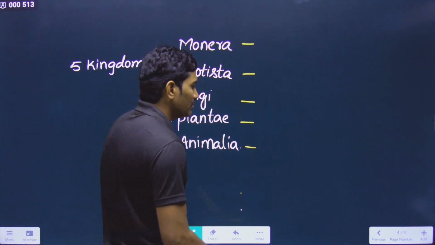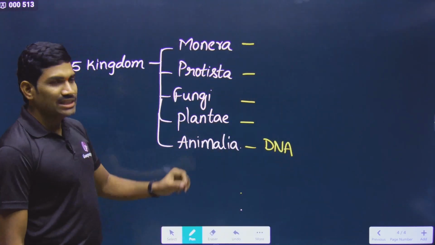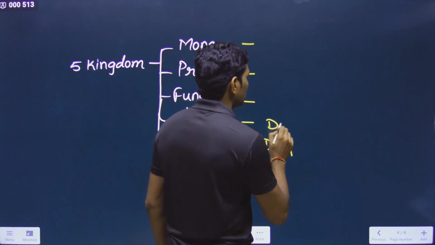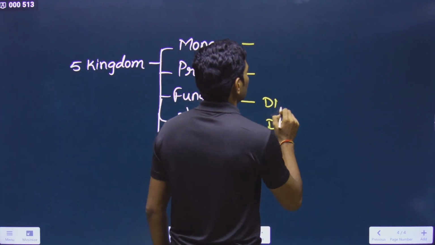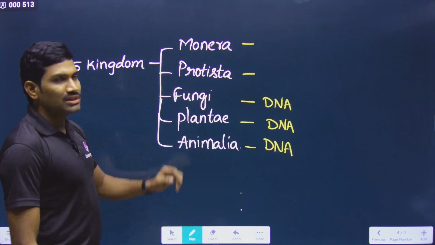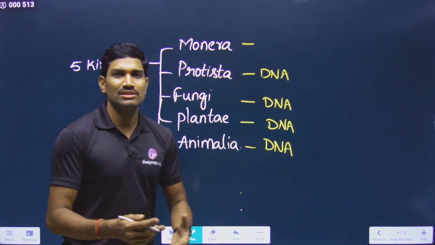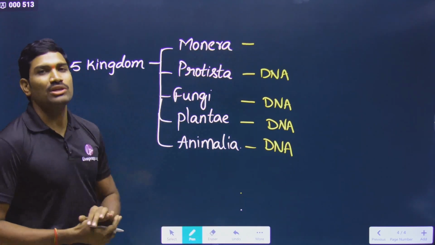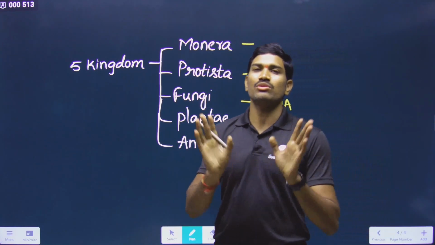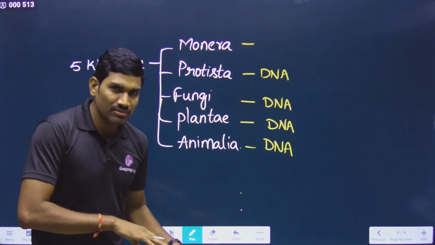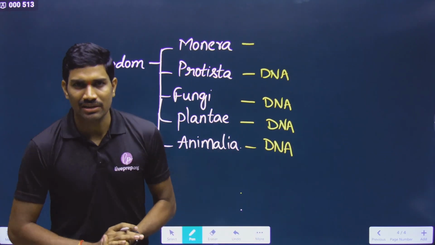What is the genetic material of kingdom Animalia? Animals have DNA as genetic material. What is the genetic material of plants? There also DNA is the genetic material. And what is the genetic material of fungi? Here also DNA is the genetic material. Yes or no? And what is the genetic material of Protista? Here also it is DNA, because all these are eukaryotes. Now tell me for Monera. What is the genetic material present in kingdom Monera? Is it DNA only, RNA only, or both? Both means some have DNA, some have RNA. Now tell.